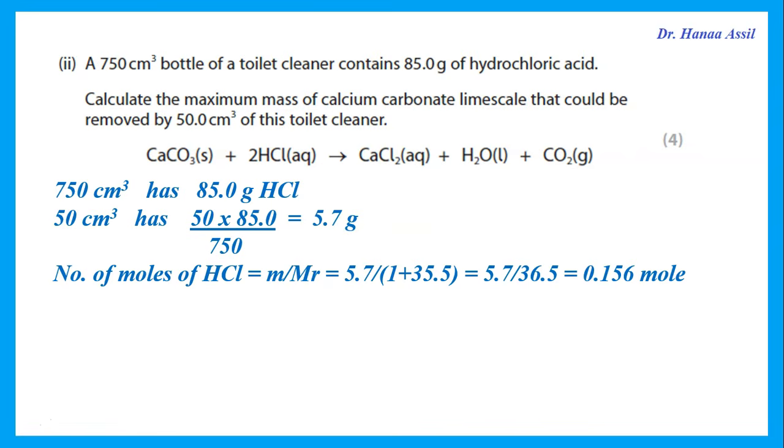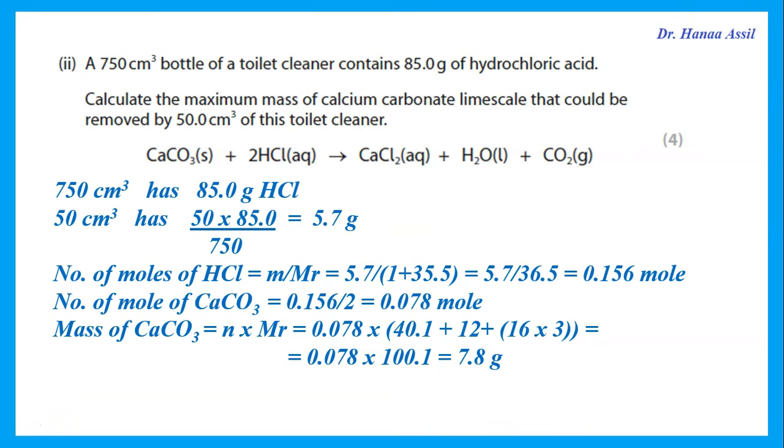Now I can get the number of moles, mass over molecular mass. So that's the number of moles of HCl. Then we're asking about calcium carbonate. Where is the calcium carbonate? From the equation, 1 mole of calcium carbonate reacts with 2 moles of HCl, and that means the number of moles of calcium carbonate is half whatever is the HCl. So now we have the number of moles of calcium carbonate. Now what is he asking? He's asking for the mass. The mass is number of moles times Mr, and that comes out to be 7.8 grams.